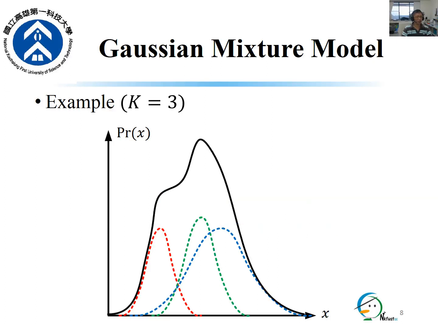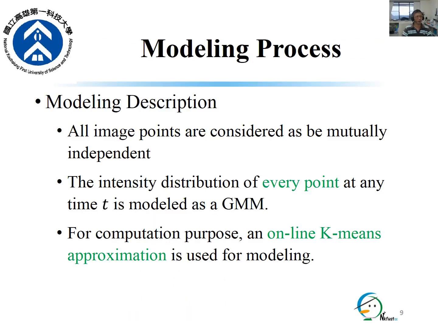After introducing Gaussian mixture models, we next talk about how to model the scene using Gaussian mixture model. In this paper, all image points are considered mutually independent, and the intensity distribution of every point at any time t is modeled as a mixture of k Gaussian distributions. K is determined by the available memory and the computation power.